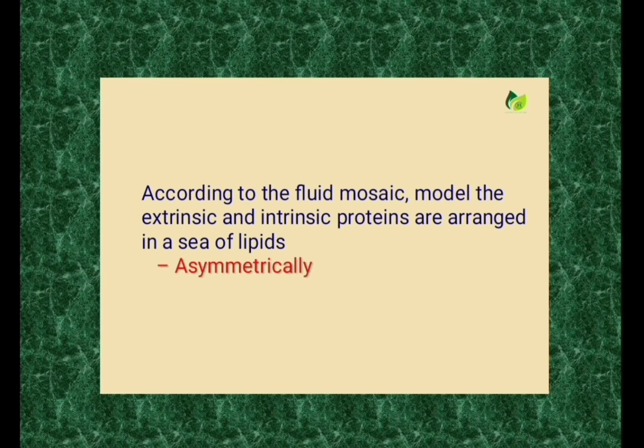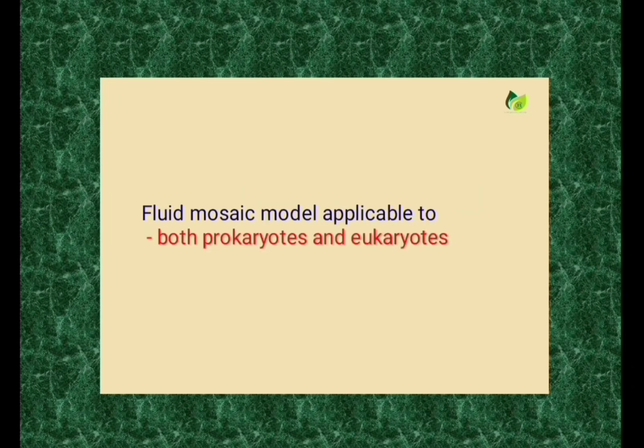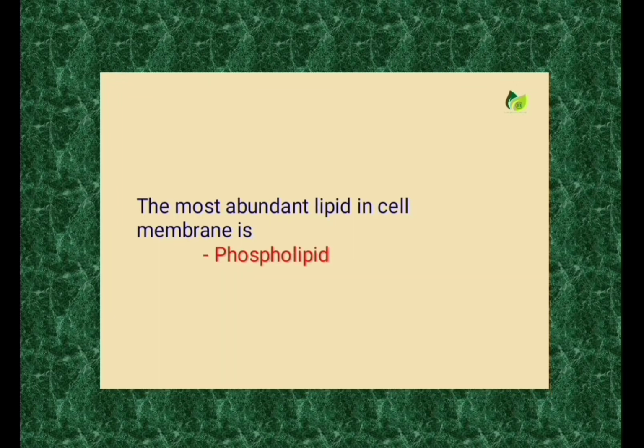Here you have to know one thing, that is fluid mosaic model is applicable to both prokaryotes and eukaryotes. Next question. The most abundant lipid in cell membrane is, the answer is phospholipid. That means phospholipid is an important constituent of cell membrane.